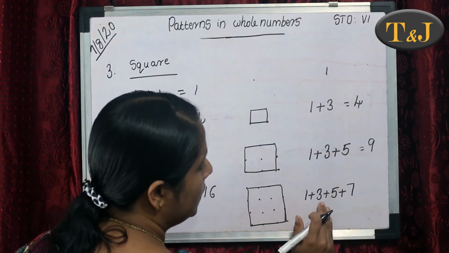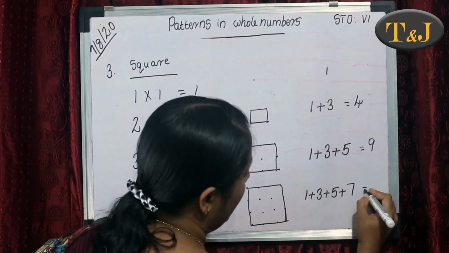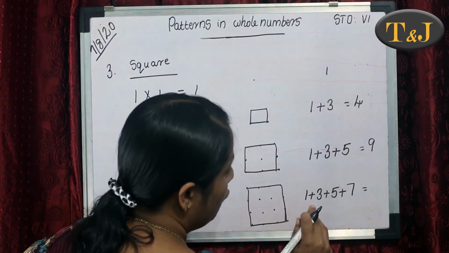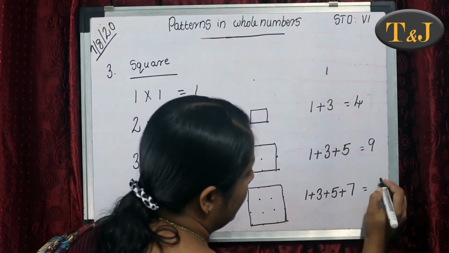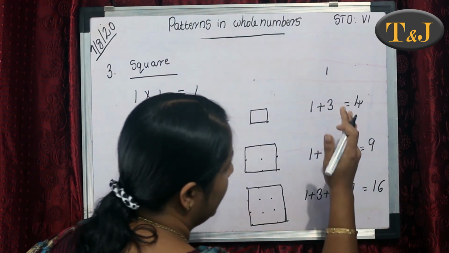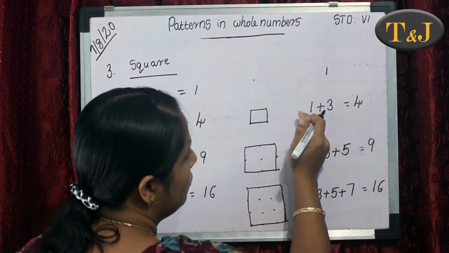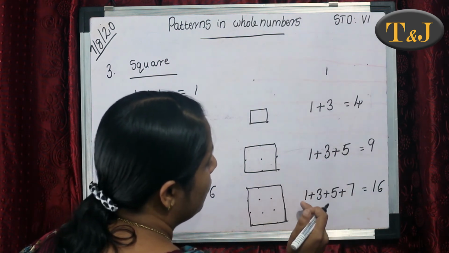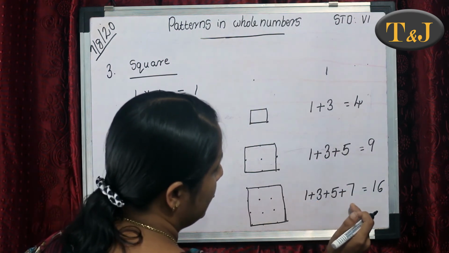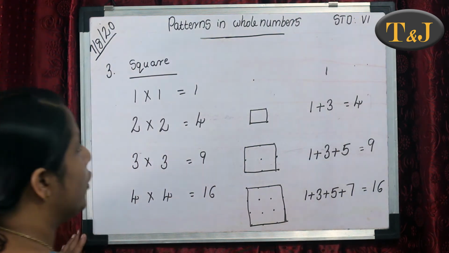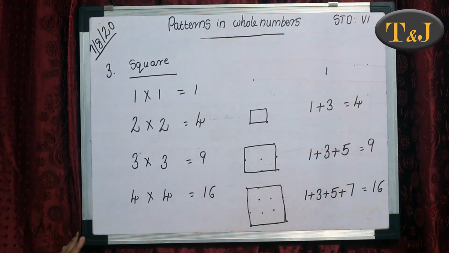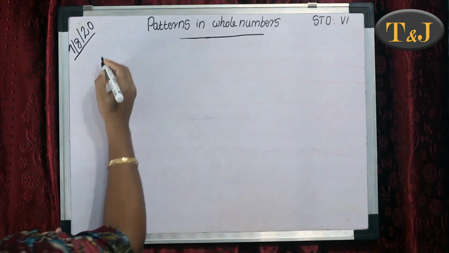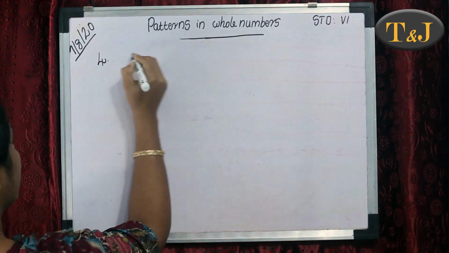So 1 plus 3 plus 5 plus 7: 1 plus 3 equal 4, 4 plus 5 equal 9, 9 plus 7 equal 16. So our number pattern is 1. Next is 1 plus 3. Next is 1 plus 3 plus 5. Next is 1 plus 3 plus 5 plus 7. These are the number patterns of squares. Okay. Next pattern is the triangular pattern.